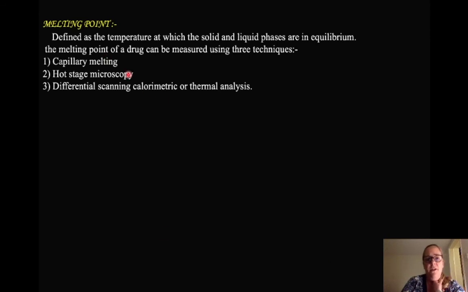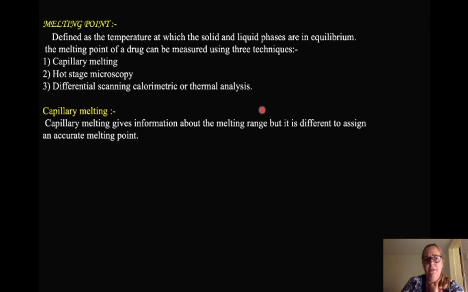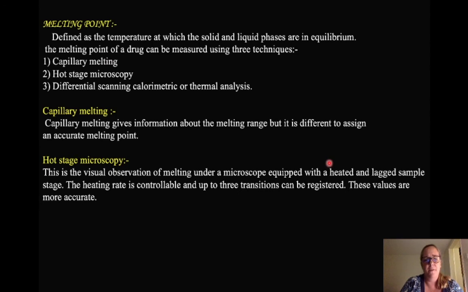There's also something called hot stage microscopy, so that's visualizing through the microscope and looking at the temperature of melting. Also differential scanning calorimetry or thermal analysis. The capillary method gives information on the melting range, but it's quite difficult to assign an accurate melting point. The hot stage is a visual observation. Often you're equipped with a heated stage, and the heating rate is controllable, with up to 3 transitions that can be registered. So these values are actually more accurate.